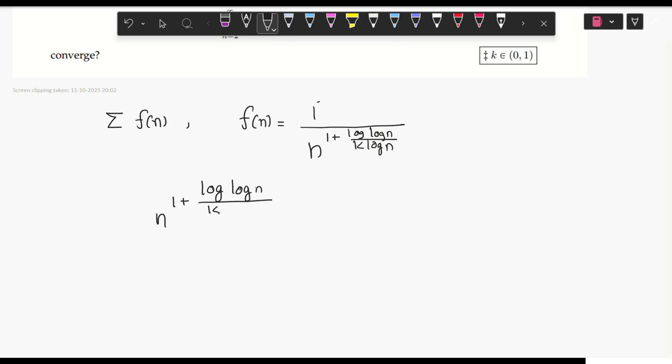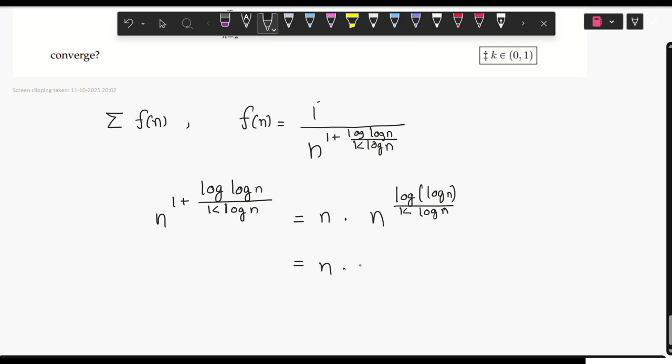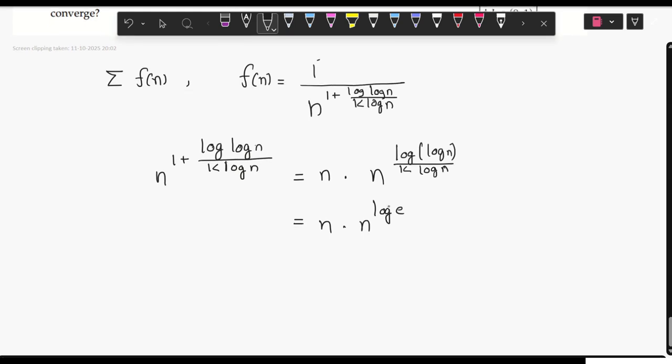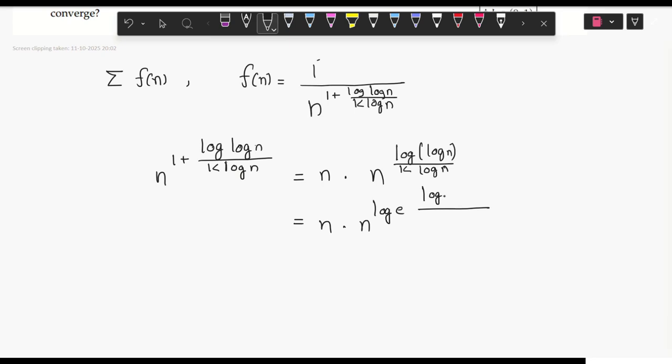by k log n. By using the basic formula of indices, I can write it as n into n to the power log of log n by k log n. Now simplifying, I'm writing n into n to the power log e, considering the value of log e to be 1, into log of log n by k log n.